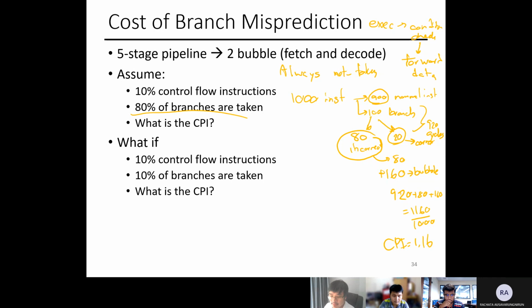So what's the CPI of this particular scenario? I have a totally different program with 10% of branches taken. What's the CPI?